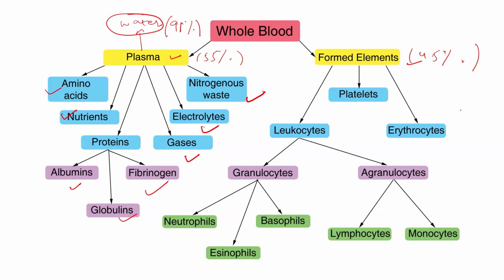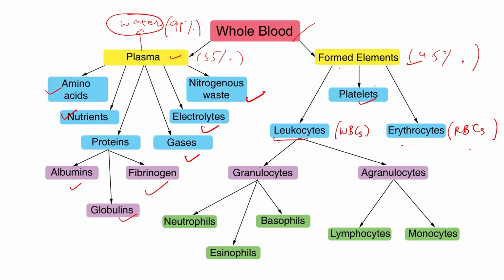The next composition of the blood is the formed elements. Formed elements mainly consist of erythrocytes, which are RBCs, leukocytes, which are WBCs, and the platelets. So erythrocytes are the RBCs, platelets help in blood clotting, and leukocytes are the WBCs that help in fighting against the infection.